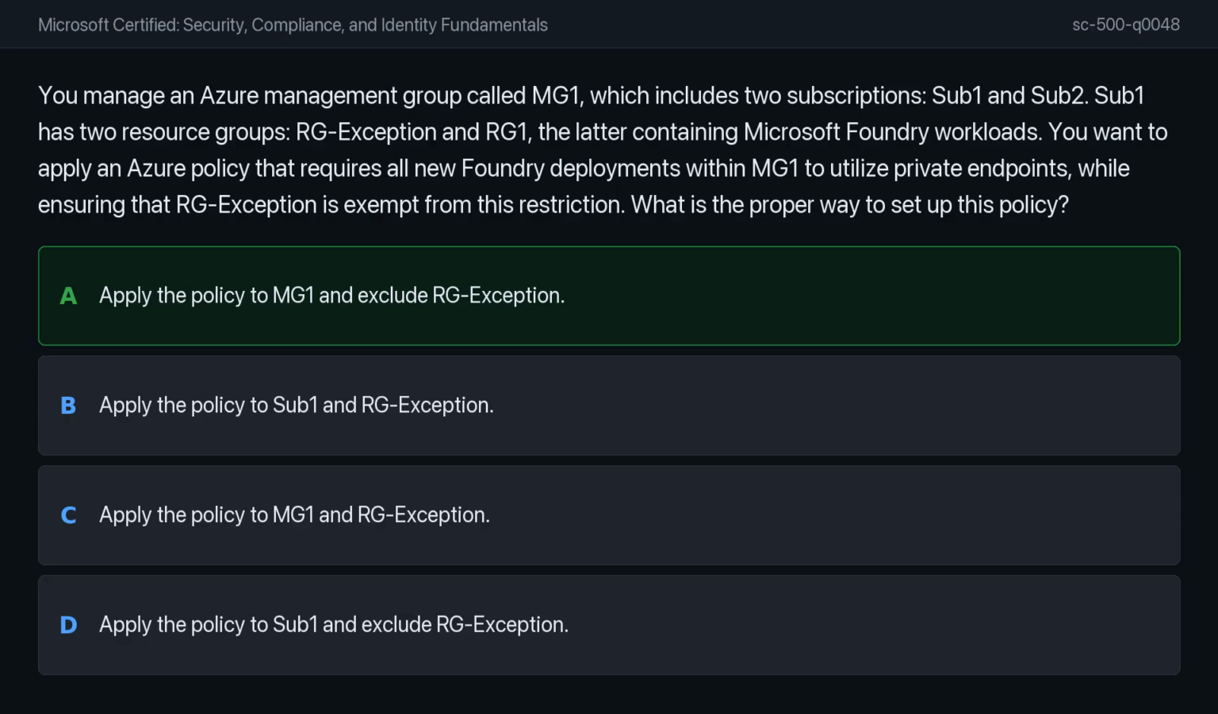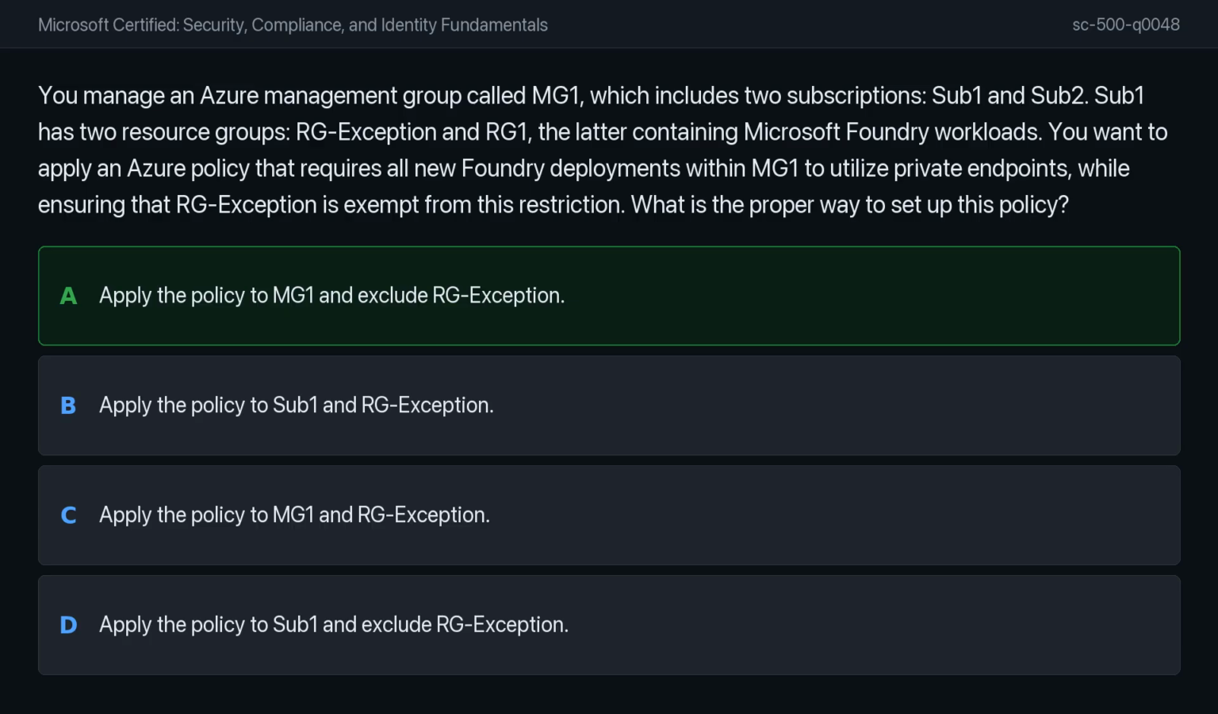I believe the correct answer is option A, which is to apply the policy to MG1 and exclude RG-exception. This approach works because Azure policy assignments inherit down the entire resource hierarchy, starting from the management group level down to all contained subscriptions and resource groups. By assigning the policy directly at the MG1 level, you ensure full coverage across both Sub1 and Sub2.